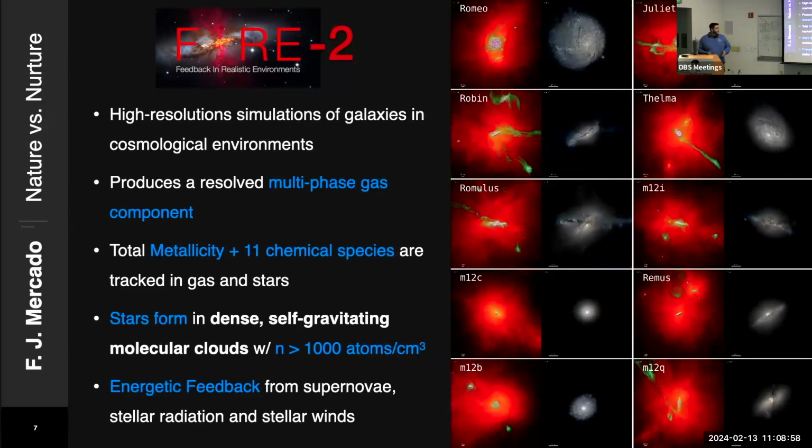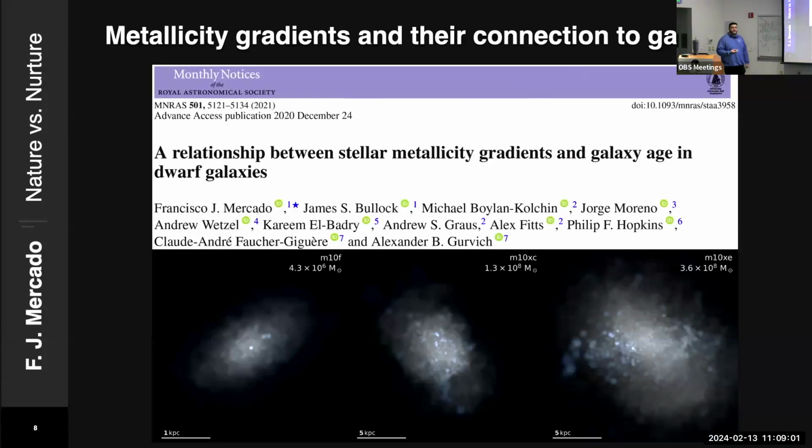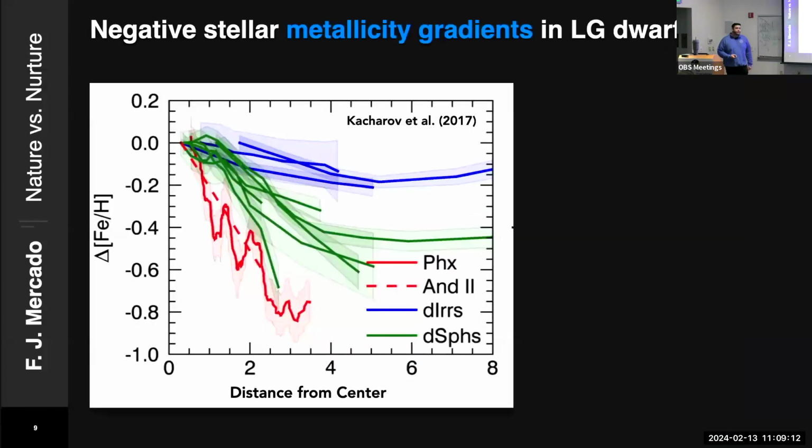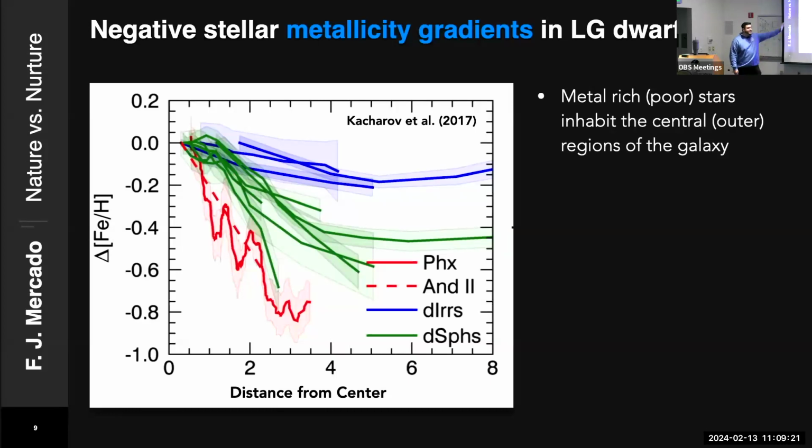So now that I've talked a little bit about the tools that I use, now I'm going to talk to you all about this first work that I did in connecting the metallicity gradients of dwarf galaxies to their age. So in particular, if we look at dwarf galaxies, at least in the Local Group, they all exhibit negative stellar metallicity gradients. So what that means is that the interior regions are really inhabited by these metal-rich stars, and as you move out to the outskirts of the galaxy, you start to see that they are inhabited by mostly metal-poor stars.